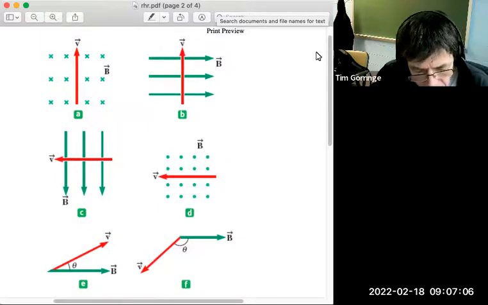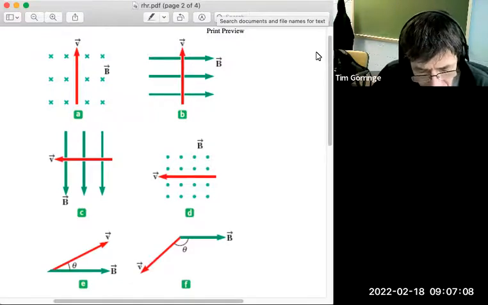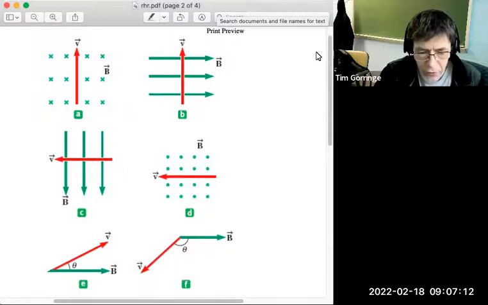So in this question, there are 6 pictures of a moving charged particle in a magnetic field. And they tell us the orientation of the charged particle, its motion, and the orientation of the magnetic field. And we're going to figure out the direction of the magnetic force with the right-hand rule.